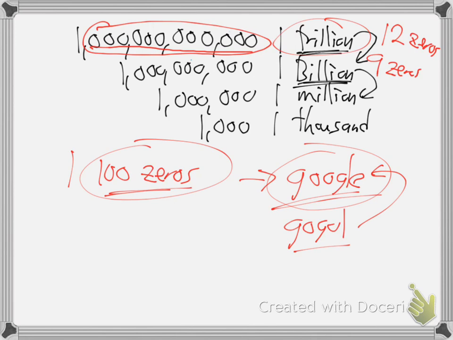They were saying, my website is going to go everywhere instantaneously in search, which is what Google does. Right? That's what he was saying by giving it that name. 1 with 100 zeros. It's a Google.